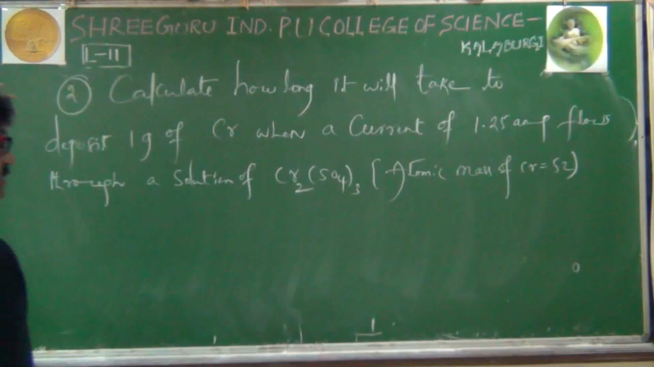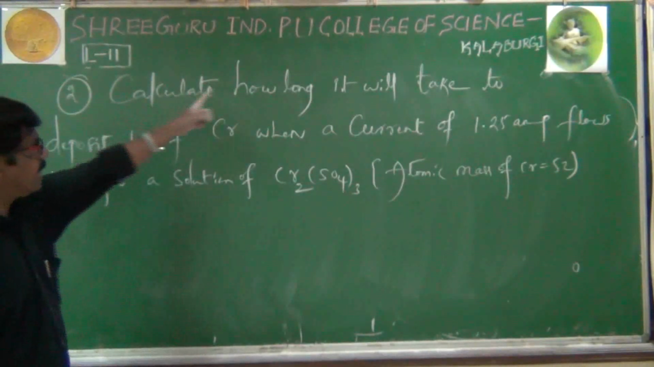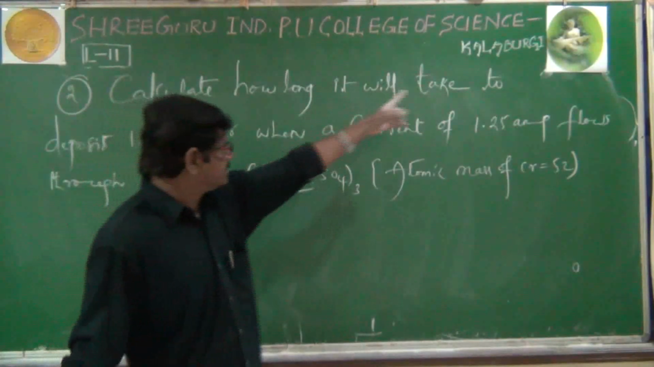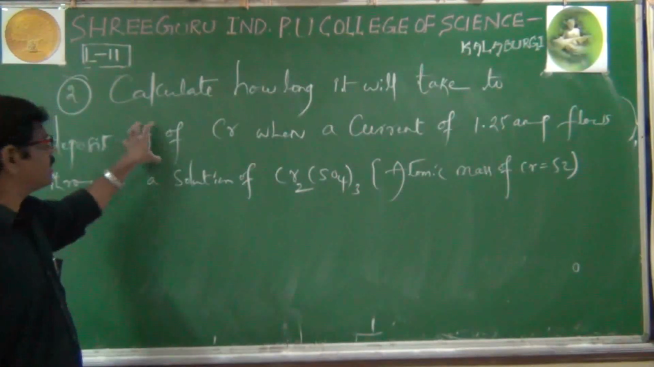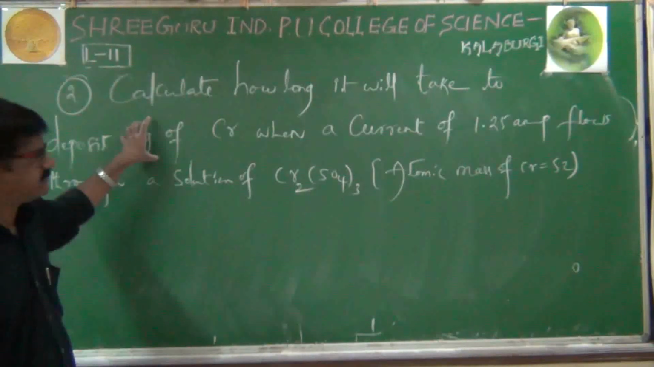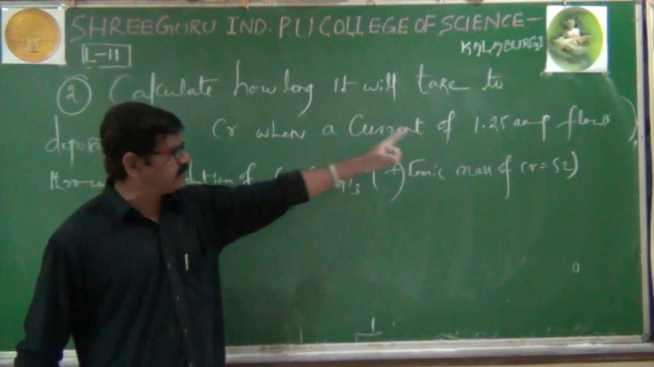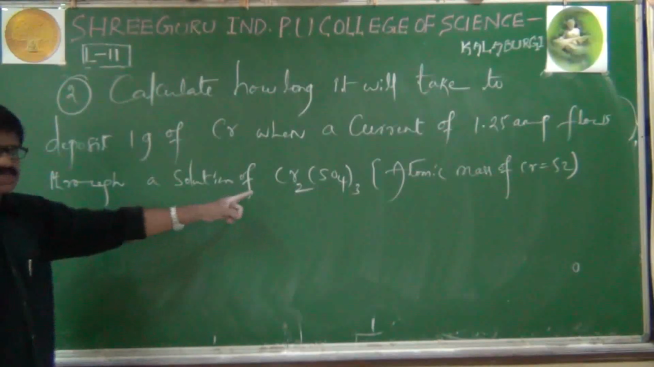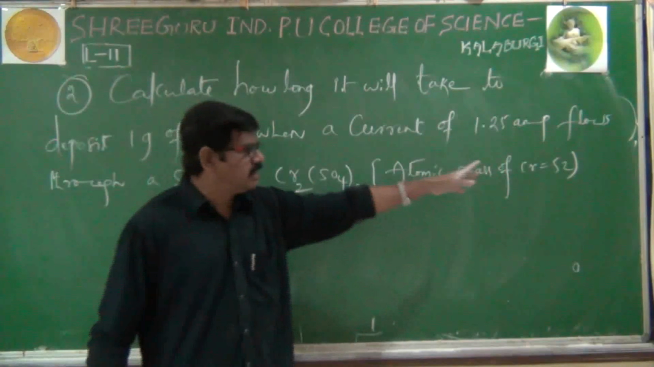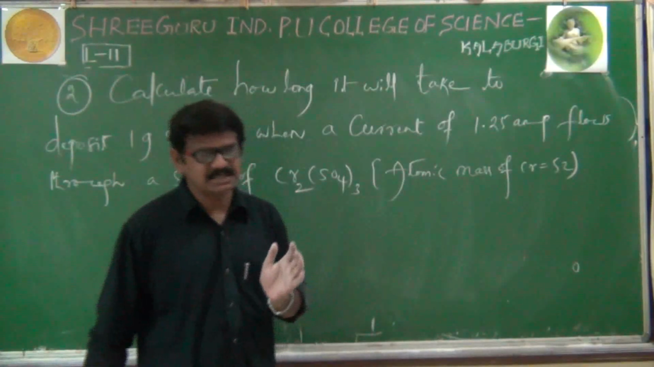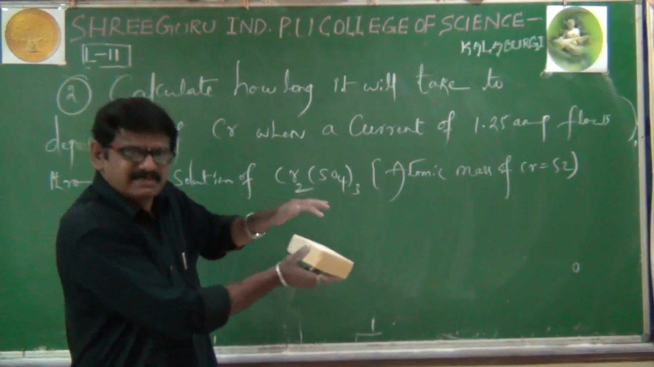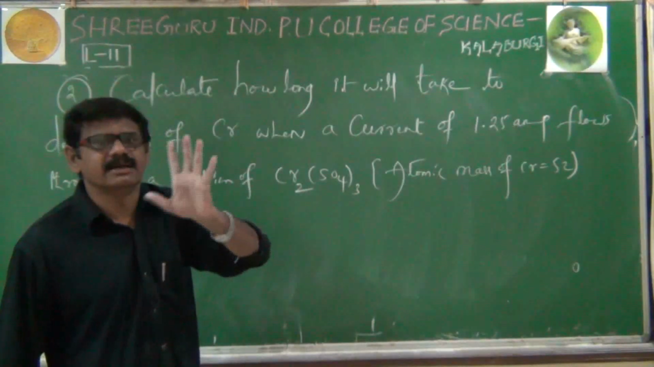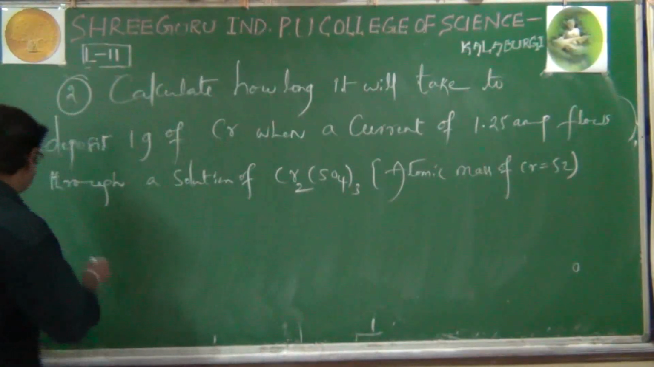First we'll try to understand the given question. Calculate how long, that is, time is being asked. It will take to deposit 1 gram of chromium, meaning the mass is given as 1 gram of chromium, when a current of 1.25 amperes, I is given, flows through a solution of chromium sulfate, and the chromium atomic mass is given. This question is similar to the previous question, but there we calculated mass, and here we are calculating time. That's all. We will write the given information first.